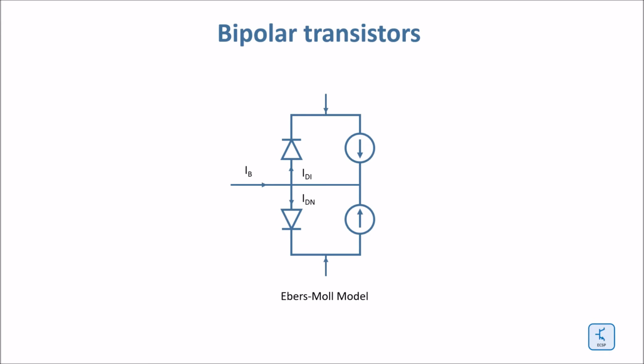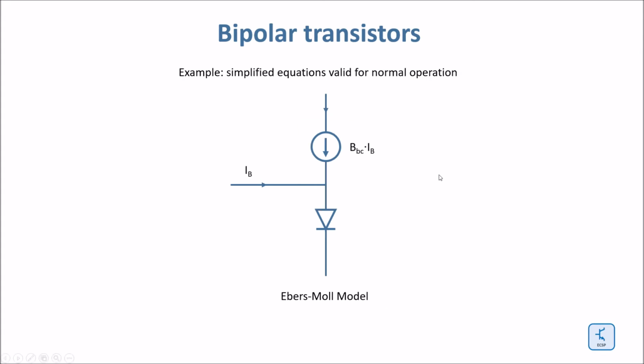The bipolar transistor model used by ecsp is the so-called Ebers-Moll model. So here you have the base current, here you have the collector current, and here you have the emitter current. For normal operation it's mainly these two elements which are in operation, whereas for the inverse operation it's mainly these two elements. And then around 0 voltage across the diodes you have a certain overlap between these two pairs of elements.